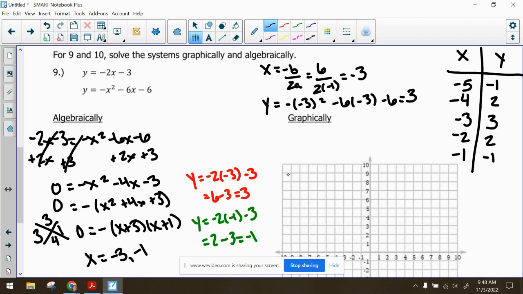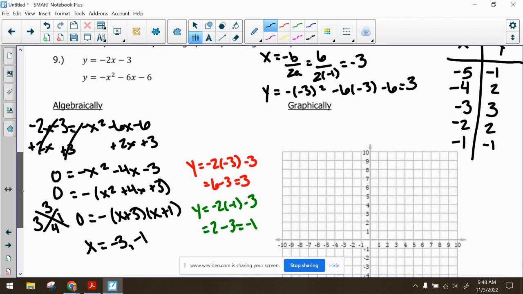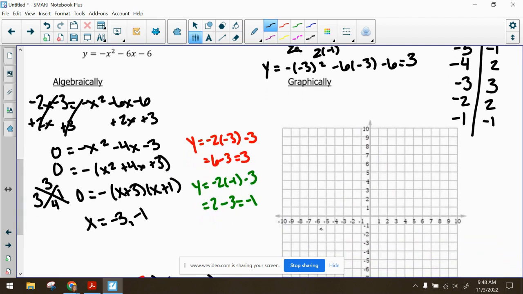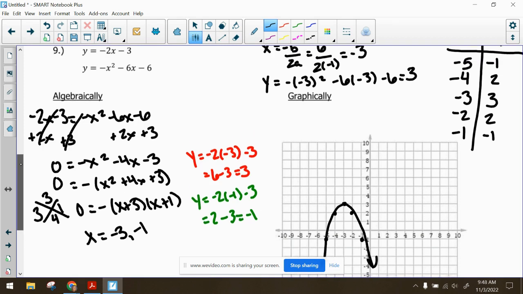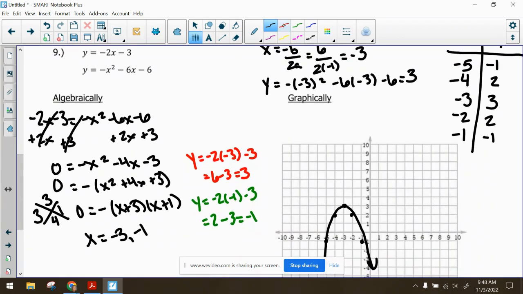So now let's go ahead and graph that quadratic. Negative 5, negative 1, negative 4, 2, negative 3, 3, and so on. Our quadratic will look like this. And now we're going to go back and graph the line to see the points where they intersect. The line is negative 2x minus 3, so I'm going to plot my y-intercept. And then my slope is negative 2.